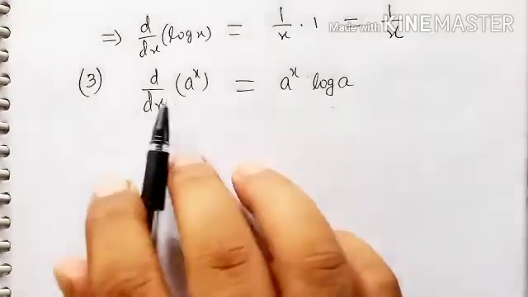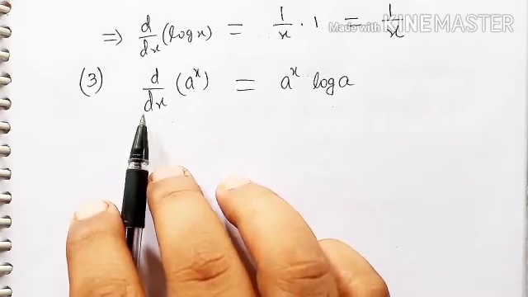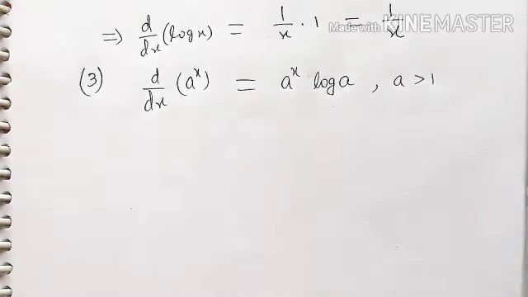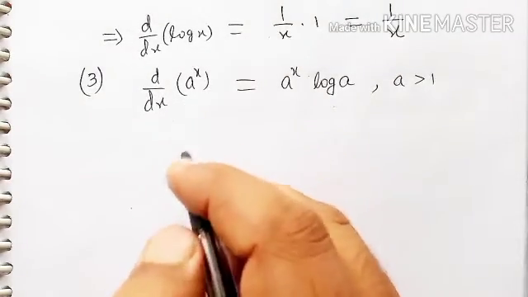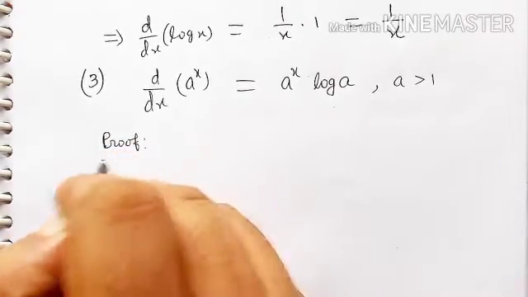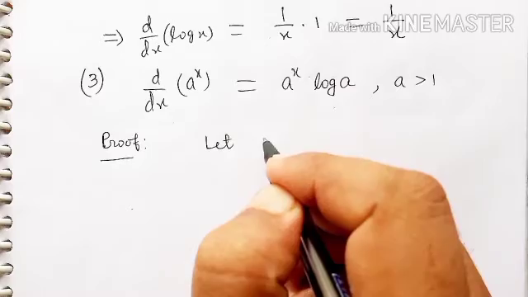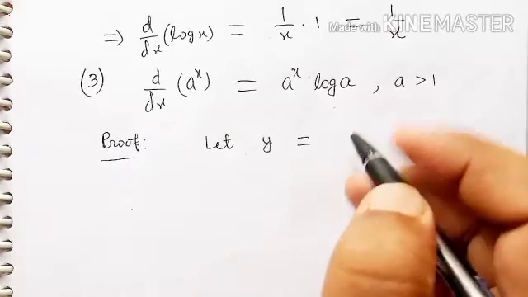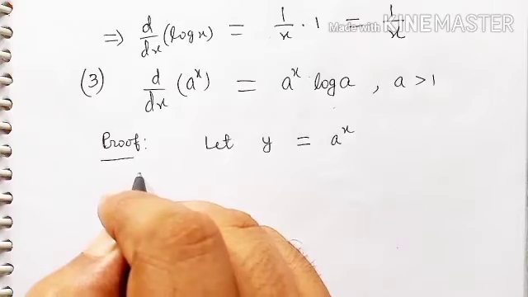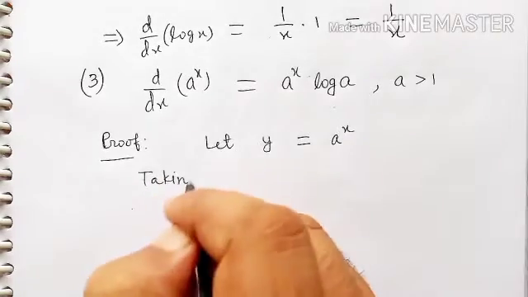Here derivative of a to the power x is equal to a to the power x log a, where a is greater than 1. A to the power x is the exponential function. Let us prove it. Let y be equal to a to the power x, taking logarithm on both sides.